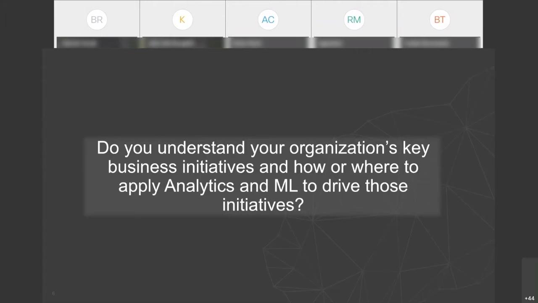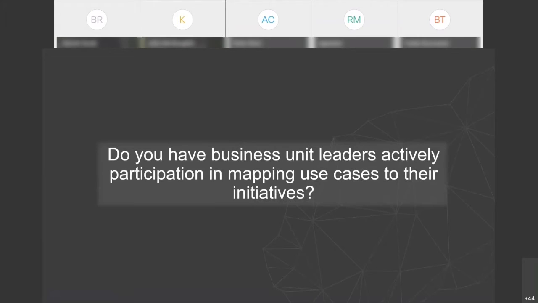The second question is, do you understand your organization's key business initiatives and how or where to apply analytics and machine learning to drive those initiatives? We tend to think, particularly if you're coming from an IT background, that we'll create these systems and give them over to the business units, and the business units will naturally be able to use these things effectively. Oftentimes we're defining or designing them in a cloud without really understanding what we need to build for, and what the business units are actually looking to solve for in applying these technologies.